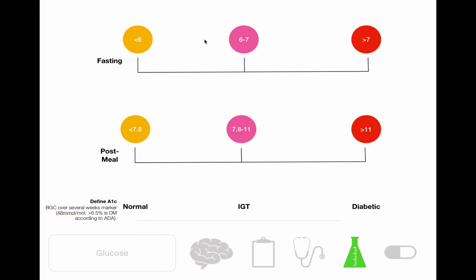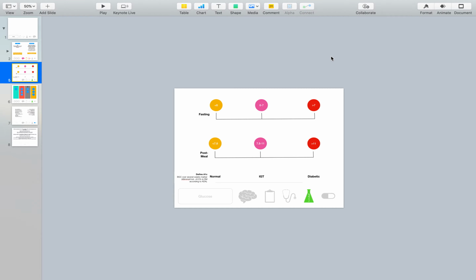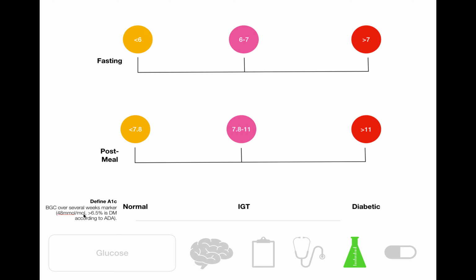Oh gosh, I do apologise. So you want it to be 48 millimoles per mole. That is the hyperglycemic threshold, which is greater than 6.5%. So according to the American Diabetic Association, that's your marker. 48, boom, is the diabetes level. Okay, so these are just 6, 7, 8 numbers to learn, basically. And those are your classic investigations.